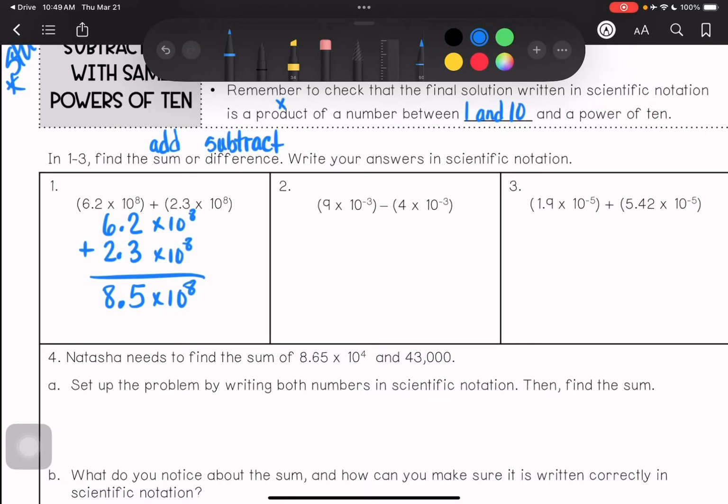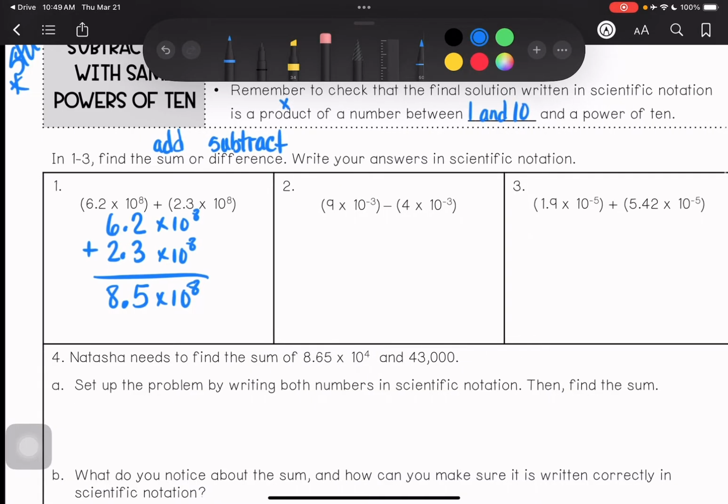Number 2, our exponents are 10 to the negative 3 power, so that stays the same. So I subtract 9 minus 4. Both of them are raised to the negative 3 exponent, so that will stay the same. 9 minus 4 is 5 times 10 to the negative 3 power.